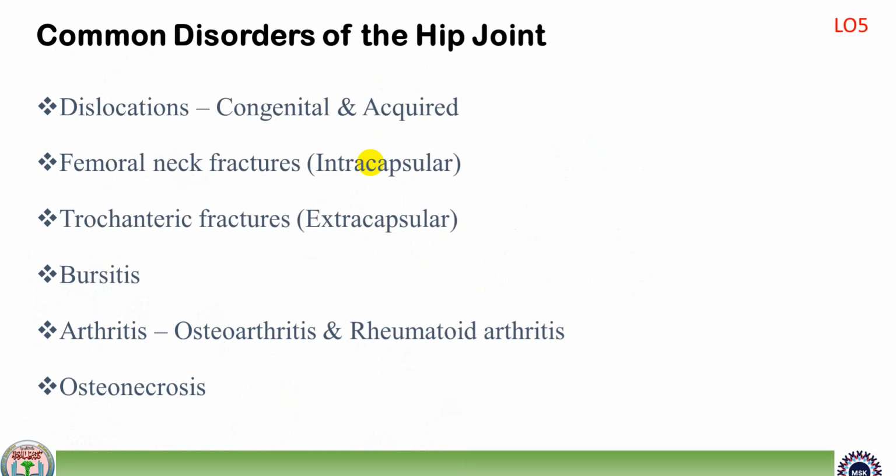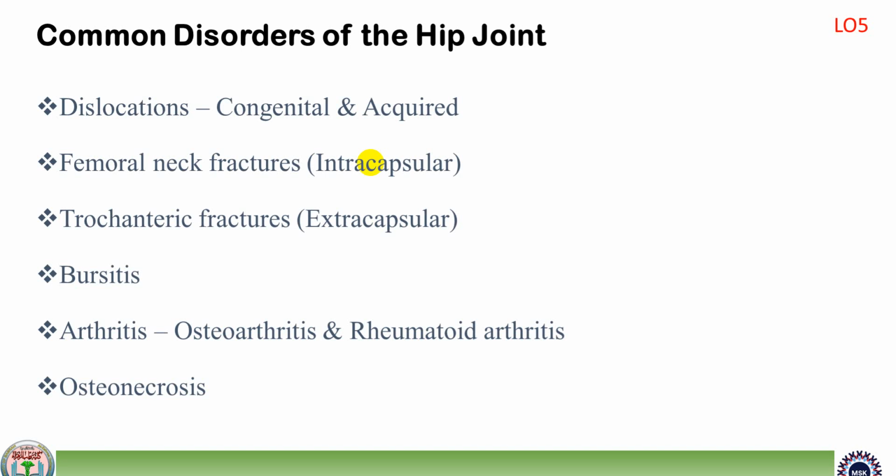The common diseases, having completed the anatomy, we have some diseases or disorders related to the hip joint. The first one we talked about is bursitis, the most important is trochanteric bursitis. Dislocation of the hip joint can occur, a very common problem: congenital dislocation and acquired. Femoral neck fractures are also possible and common. They could be intracapsular, meaning inside the capsule, or extracapsular, which we call peritrochanteric fractures. Bursitis we talked about, and we also have arthritis, which is inflammation.